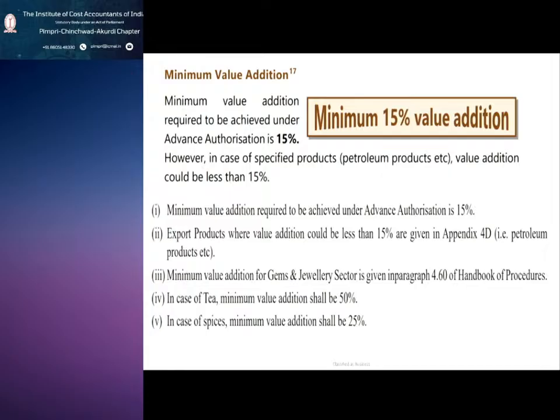I want to mention here, sometimes there may be a question, even in MCQ type or paragraph writing, describing the minimum value addition. In that case, you need to remember it is 15% under advance authorization. It could be less than 15% for petroleum products. For gold and gems, we need to refer to paragraph 4.6. Then tea and spices: 50% for tea and 25% for spices.